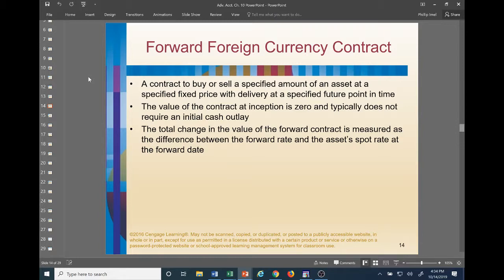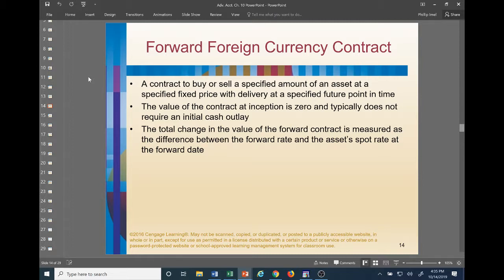So, a foreign currency forward contract. A foreign currency forward contract is an executory contract to buy or sell a specified amount of foreign currency at a specified fixed rate with delivery at a specified future point in time. The party that agrees to sell the asset is said to be in the short position, and the party that agrees to buy the asset is in a long position. The specified fixed rate in the contract is known as the forward rate. The specified future date is referred to as the forward date.